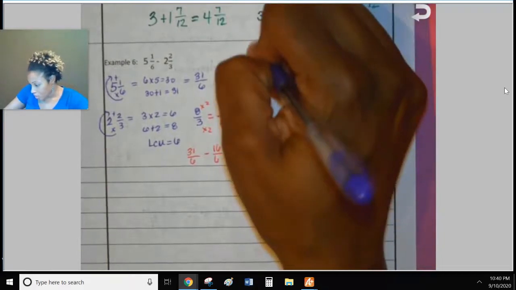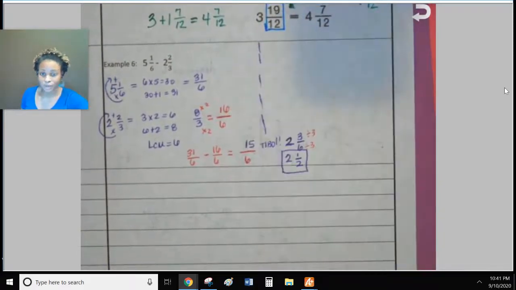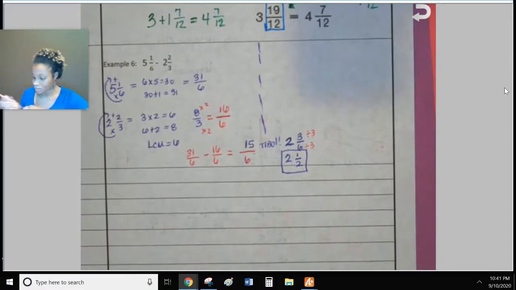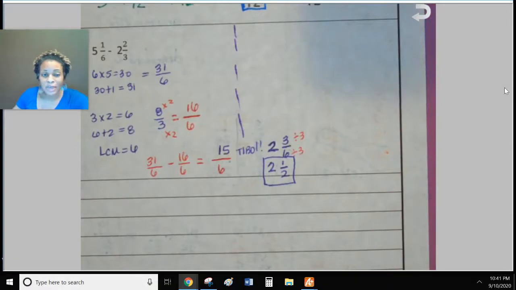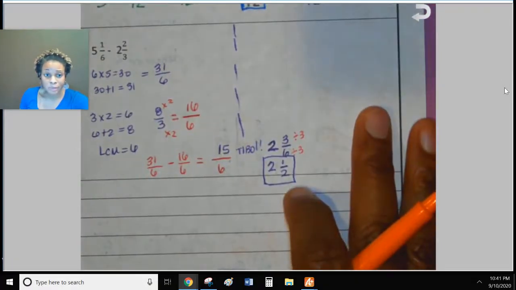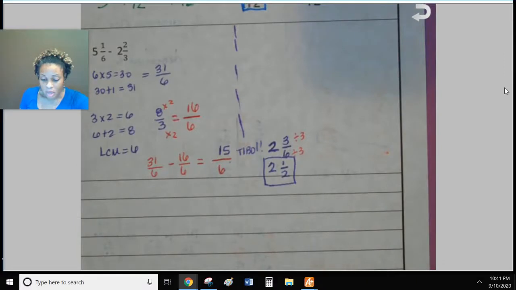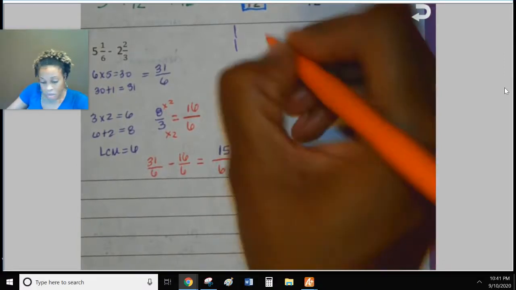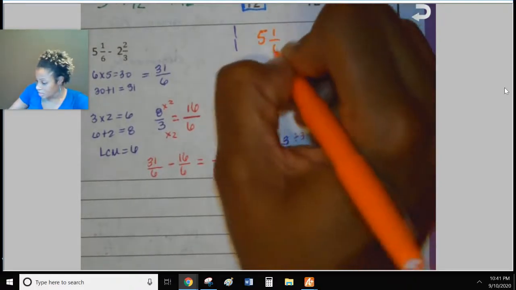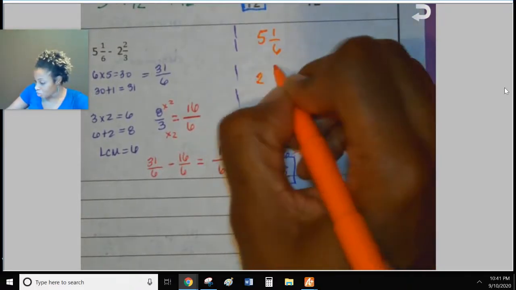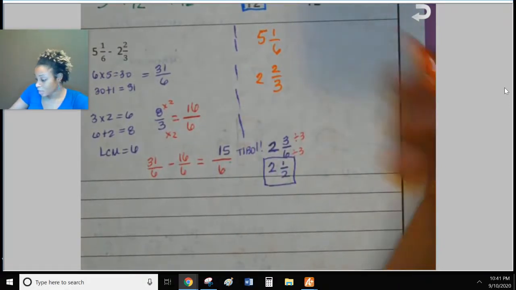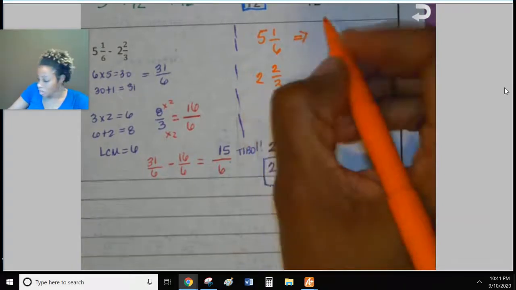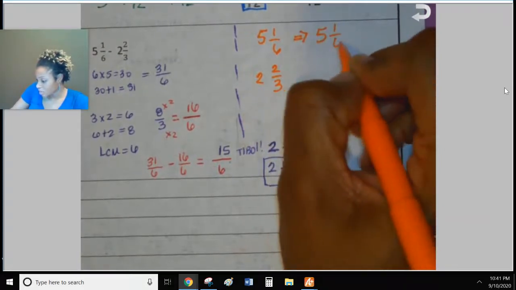So let me draw a little divider here. And this purple is not really helping because it looks just like the blue. So what if I did not want to make it improper? What if I just wanted to keep it mixed? If you just wanted to keep it mixed, you could do that. That's your world. So I have 5 1/6 and 2 2/3. I found my LCM is 6. I'm going to do the same thing. So this one would just come straight over, 5 1/6.